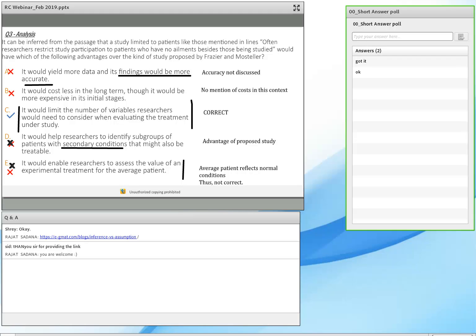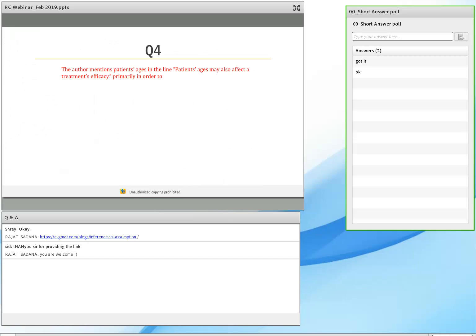All right, let's look at the last choice over here, choice E. Actually, we're still on question 4. What's happening to me? Let me get your polls for question 4.